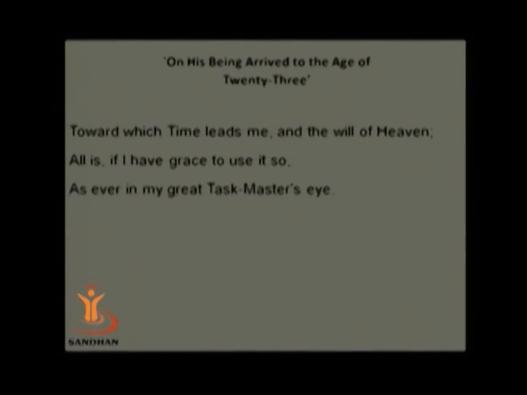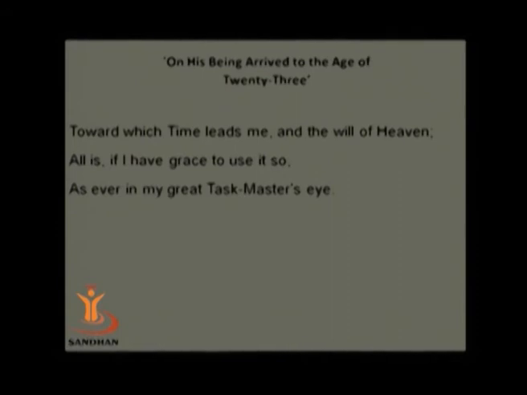Here "me" becomes again important because it's a very personal poem. He's writing about himself, and he says that though he may reach that maturity sooner or later, faster or slower, yet it is going to be measured in the strictest sense by a very similar standard, towards which time leads me. That is, he believes in the providence of God, in fate, that is what God might have destined for him, so towards which time leads me, and the will of heaven.